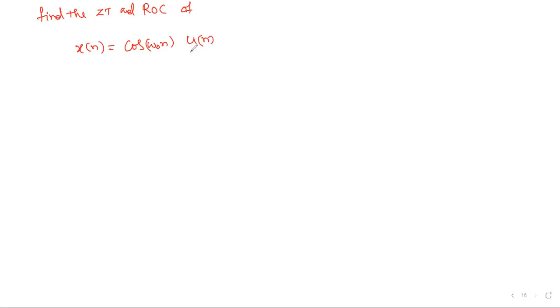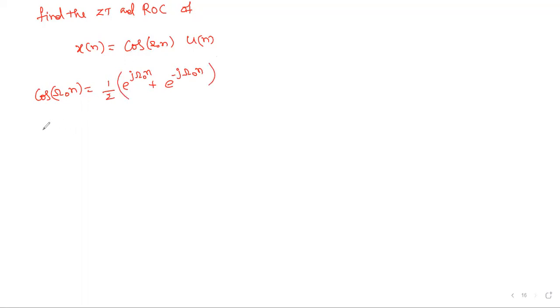So now, what is the u of n z transform going to be? The z transform of u of n will be z by z minus 1. Whenever you see cos omega naught n, you need to write it in exponential form. You need to be very careful. First, cos omega naught n is equal to 1 by 2 times e power j omega naught n plus e power minus j omega naught n.